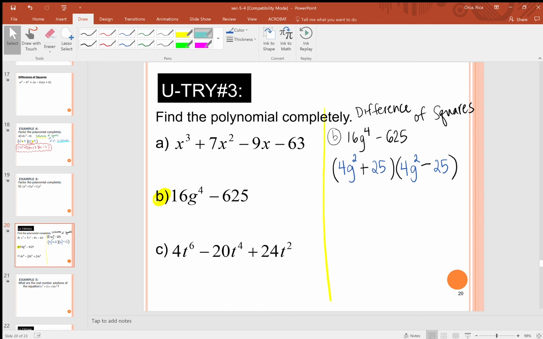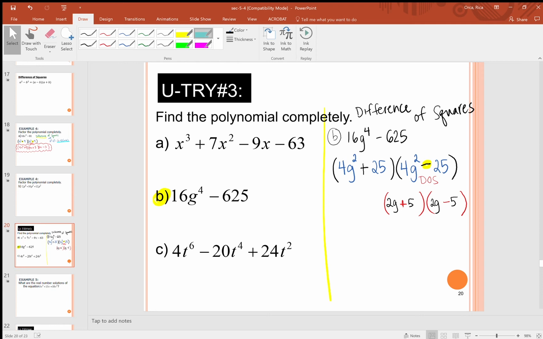Now let's look at our factors. 4g squared plus 25 can't be factored because you're adding the two perfect squares. However, 4g squared minus 25 can be factored because it's a difference of squares. So let's go ahead and factor 4g squared minus 25. Draw the parentheses, draw the plus sign, and the minus sign. Now let's fill in the blanks. 2 times 2 is 4. G times g is g squared. 5 times negative 5 is negative 25.